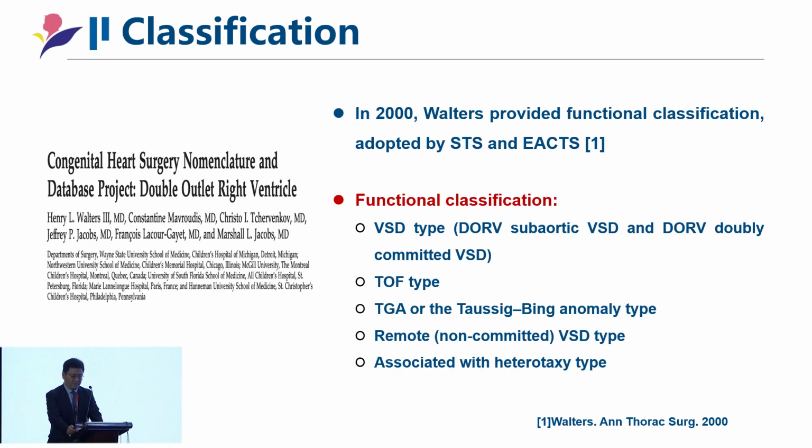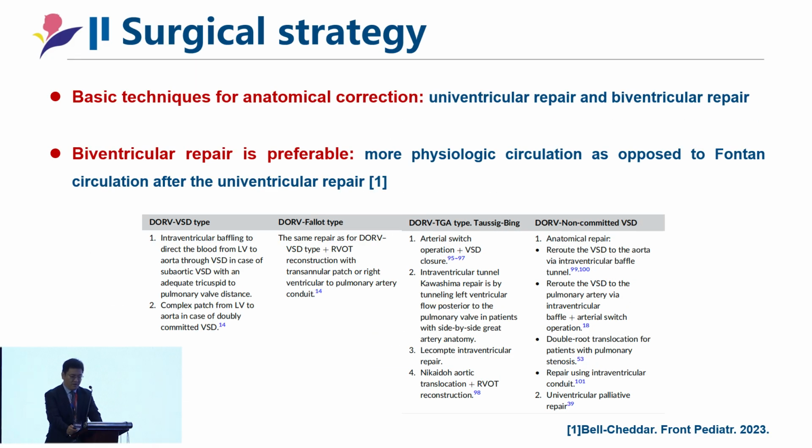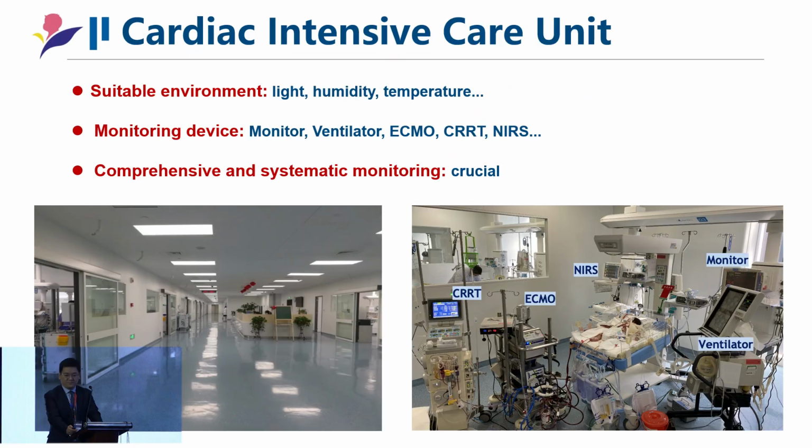In 2000, Walters established a functional classification for DORV to address its anatomical variability and guide intervention, which was adopted by STS and EACTS. The relationship of the VSD with the great vessels and the presence of pulmonary outflow obstruction are the key features in this classification. Biventricular repair is generally preferred as it provides more physiological circulation compared to Fontan circulation. The main surgical techniques are summarized below.